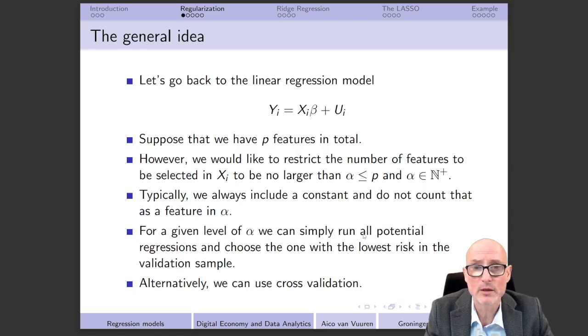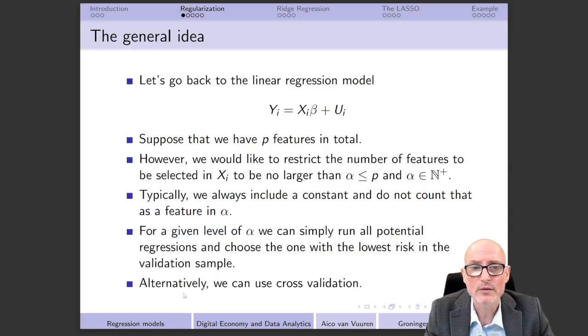And this implies, of course, that for a given level of alpha, we can simply run all the potential regressions that we have and choose the one with the lowest risk in a validation sample. So then we're going to get the lowest validation risk, and that particular regression that we're going to choose with respect to the alpha that we're going to choose.